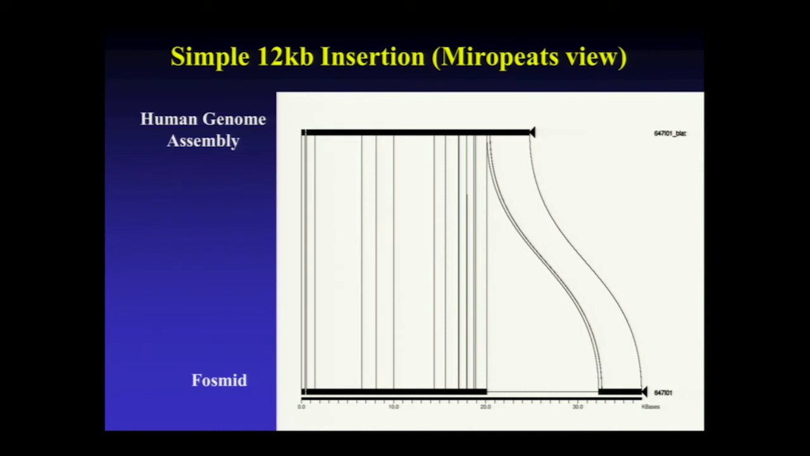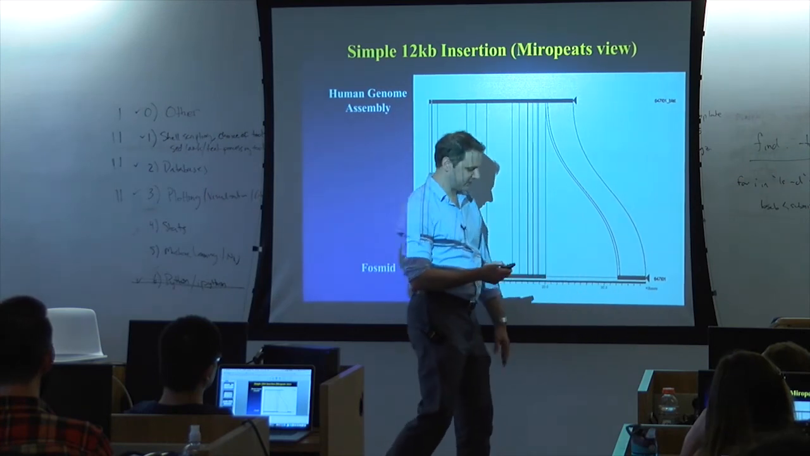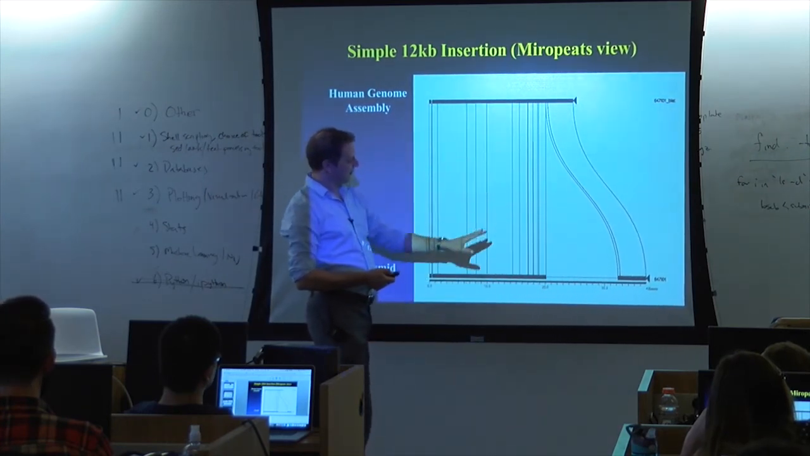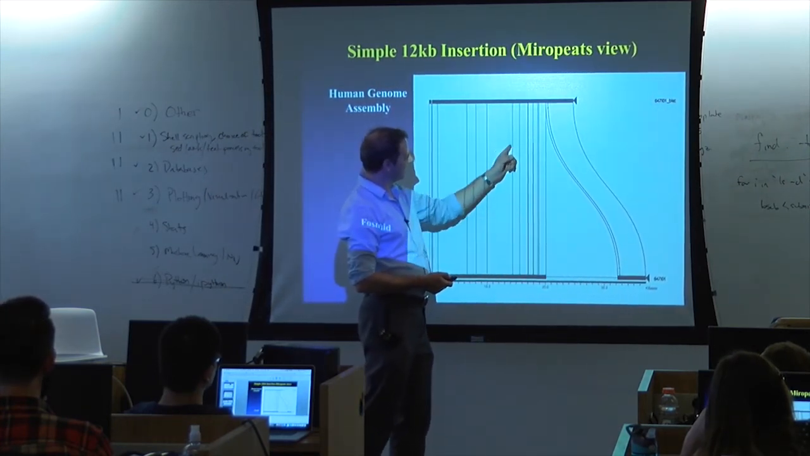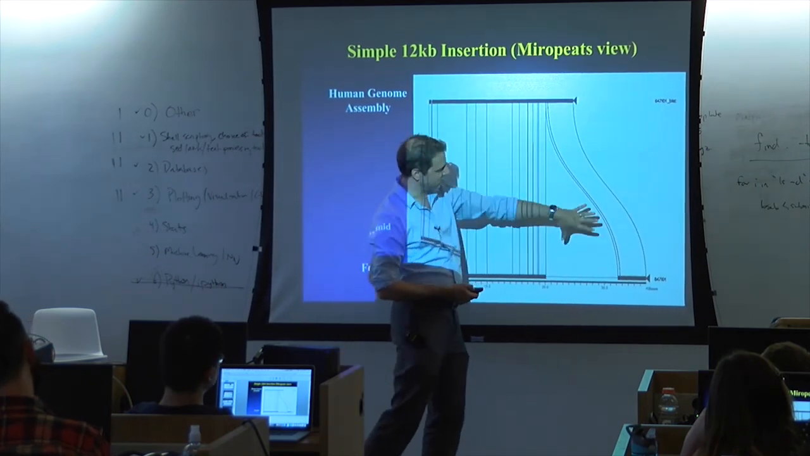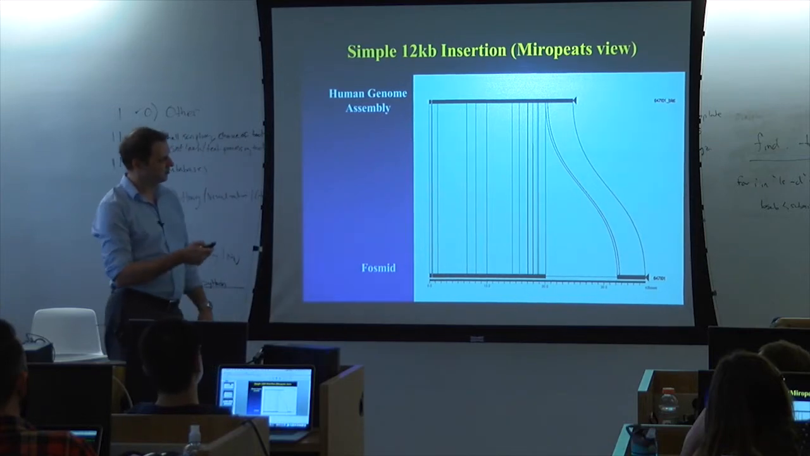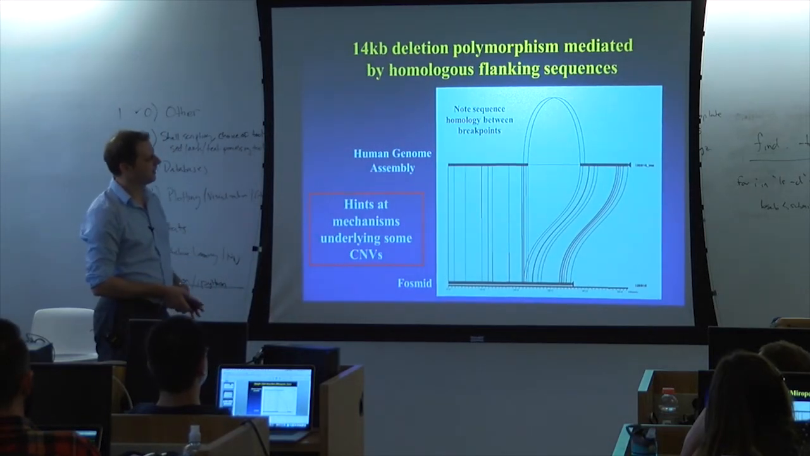This is just a graphical way of showing that. Along the bottom axis here is the reference genome. This is the fosmid, showing the 40 kb of sequence of the fosmid. The top is the reference genome, and these lines basically join regions of sequence homology and allow you to visualize where the change occurs. So this is a place where the individual that we sequenced has a 12 kb insertion missing from the reference genome.